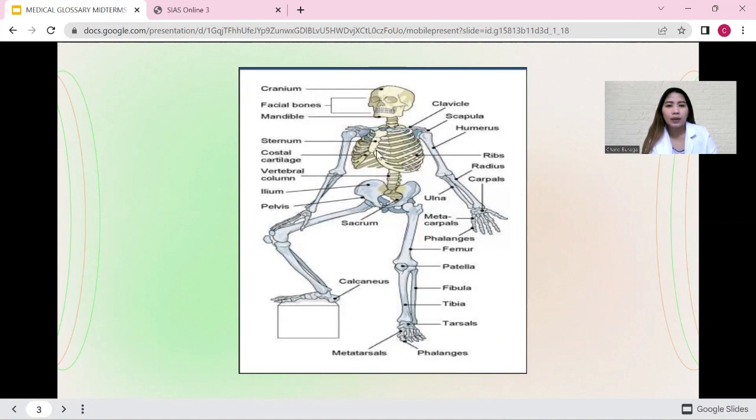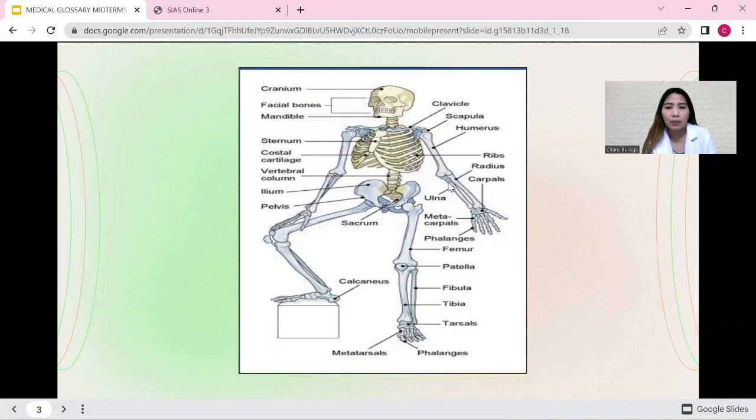Sternum. Dito yung karugtong ng mga ribs, the costal cartilage, the vertebral column, ito. Vertebral column, yung nandito yung spinal cord and the spinal column. The ilium, ayan, nakikita nyo kung saan nakapoint, the pelvis. Okay. Dito rin, that is the ribs. Ayan, nakikita yung ribs. The radius.